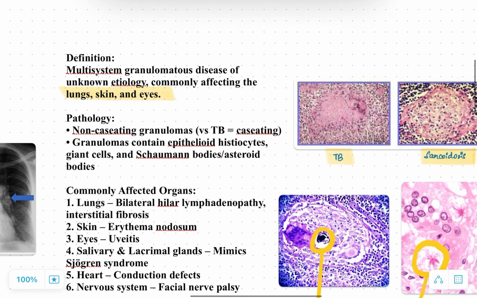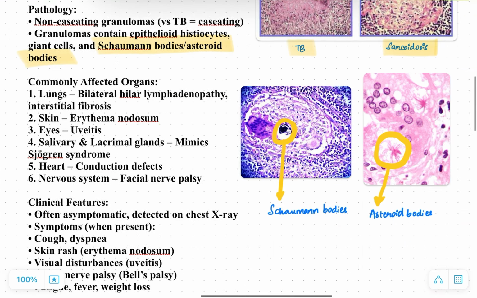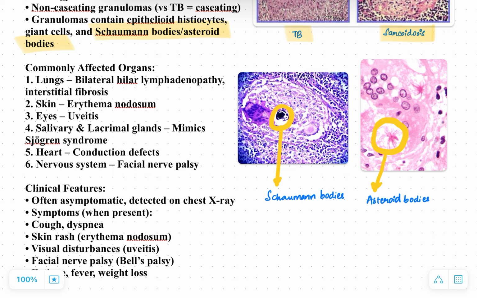So the granulomas contain epithelioid histiocytes, which are modified macrophages, giant cells, Schaumann bodies and asteroid bodies. These two are seen in sarcoidosis. Schaumann bodies are concentric laminated calcified bodies, mostly basophilic in structure, and asteroid bodies are eosinophilic and seen within the giant cells. Schaumann bodies are also seen in some conditions like berylliosis, but asteroid bodies are more specific to sarcoidosis.